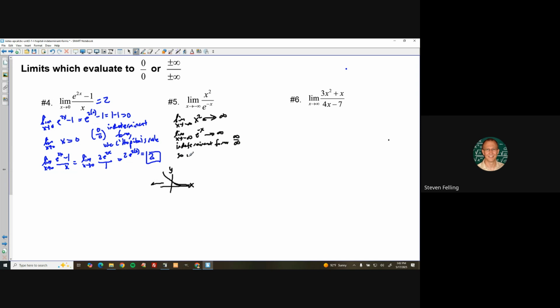So we can use L'Hopital's rule. Okay, so that's going to say that the limit as x approaches negative infinity of the original, x squared over e to the negative x, is equal to the limit as x approaches negative infinity of, replace this with its derivative, which is 2x, and the denominator, e to the negative x, gets replaced with the copy times the derivative of the inside, so that's negative e to the negative x.